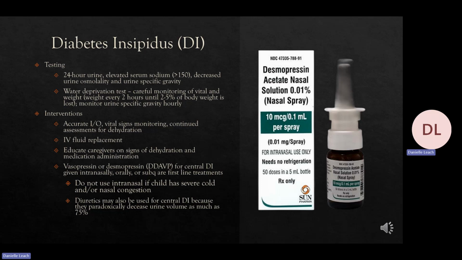We don't want the child to use that if they have a severe cold or nasal congestion, obviously because they're not going to absorb the medication properly. Interestingly, diuretics can also be used for central diabetes insipidus because they paradoxically decrease urine volume as much as 75%.